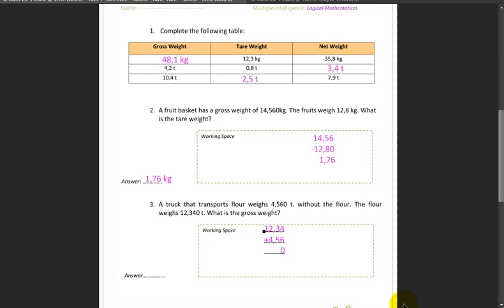4 and 6 makes 10, so I'm going to write 0 and carry 1. 3 and 5 makes 8, plus 1 that I carried over makes 9. Then the decimal point takes the elevator down, and then 2 and 4 makes 6, and then 1 with nothing makes 1. So my answer is 16.9. That is the gross weight, 16.9 tons.